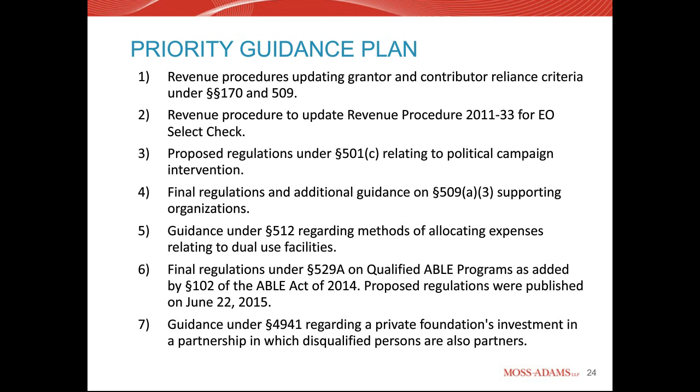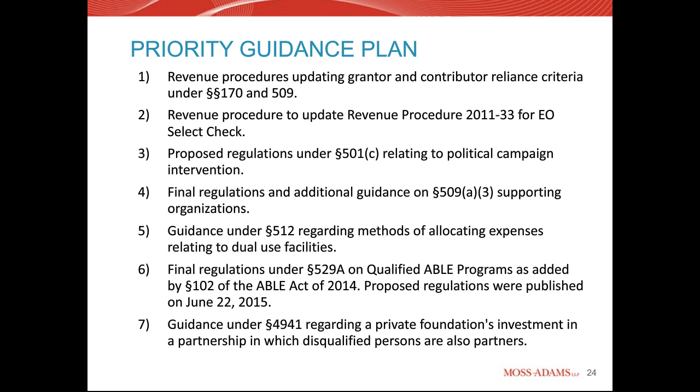They want guidance on allocating expenses relating to dual-use facilities, and this is with respect to unrelated business income tax. I'd mentioned on the college and university report allocation of expenses. The IRS saw a big problem there. So if you have programmatic plus unrelated, they want to make sure it's being done correctly. And they've actually asked the AICPA for examples on that.